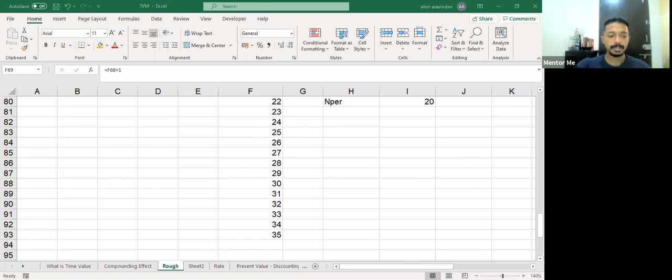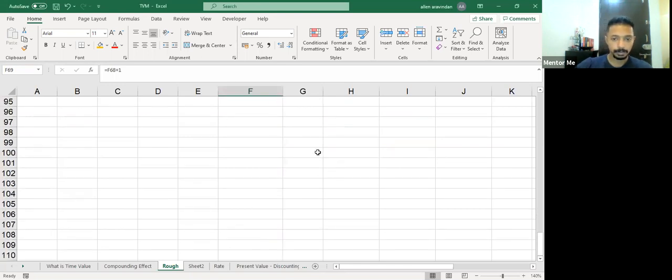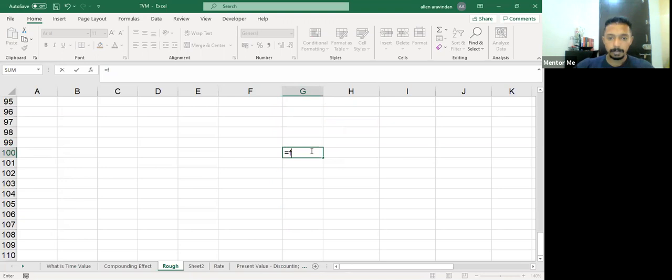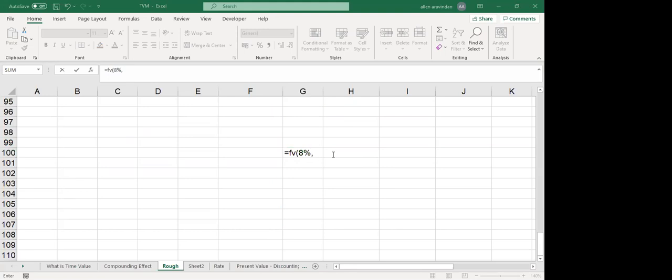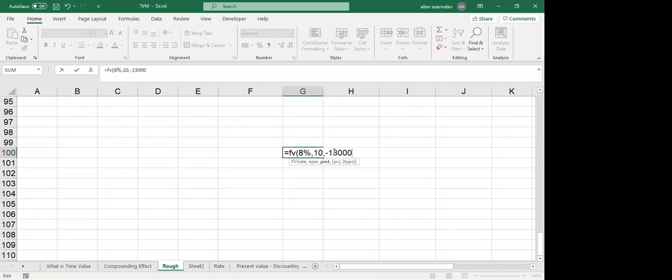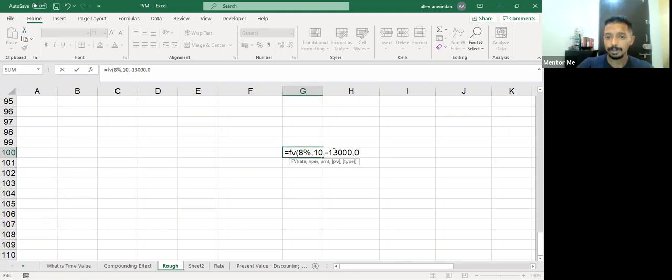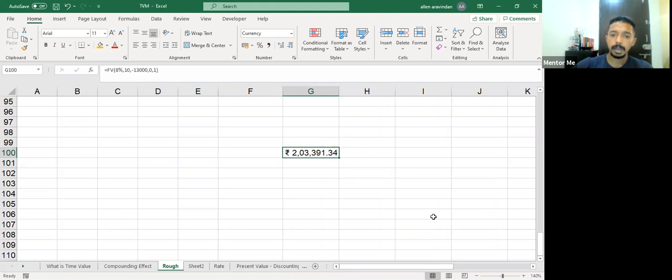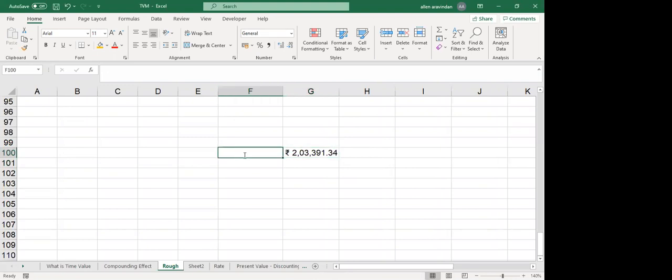It's asking for future value, but I'll still do the calculation out here so that we know. Future value: the rate is 8%. Nper is 10. The PMT is 13,000. PV is 0. I hope you understood why PV is 0, because we are not doing a lump sum investment initially. And type is 1. I hope you got the same answer. Wonderful.